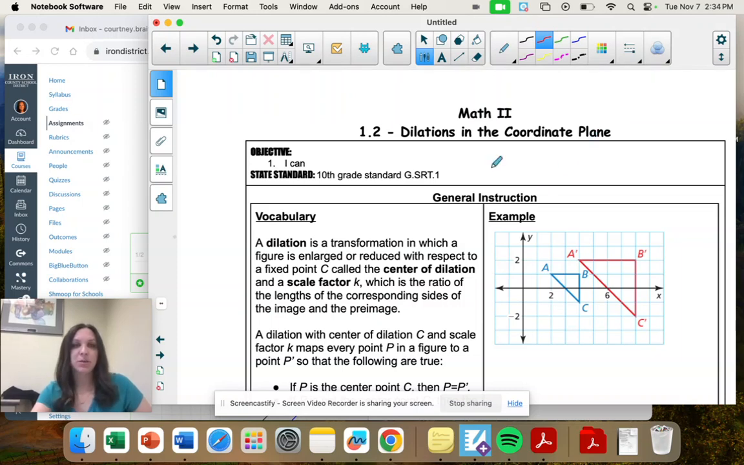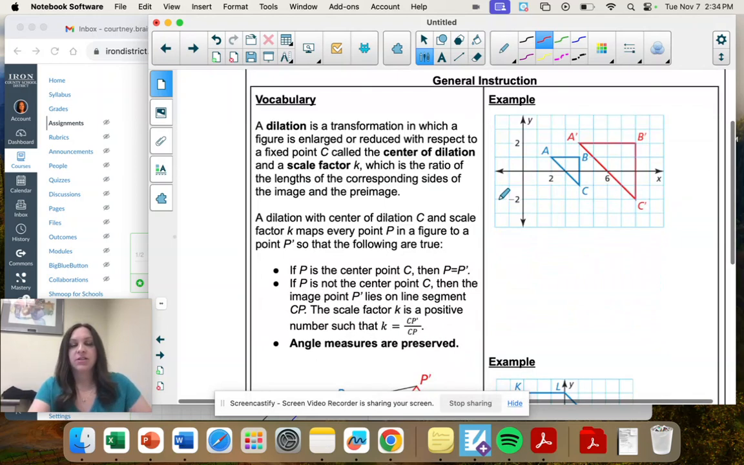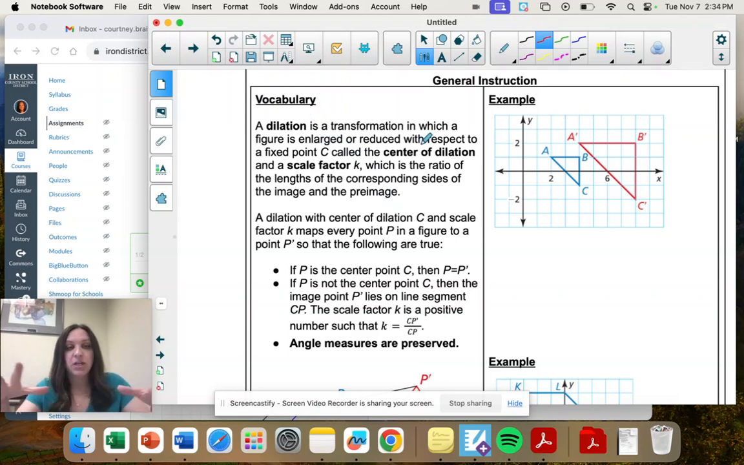Okay, 1.2, we're talking about dilations in the coordinate plane. So this is copy paste from 1.1. A dilation is when we're making something bigger or smaller, and that's called a scale factor. And the center of dilation is the point that we grow at or shrink at.